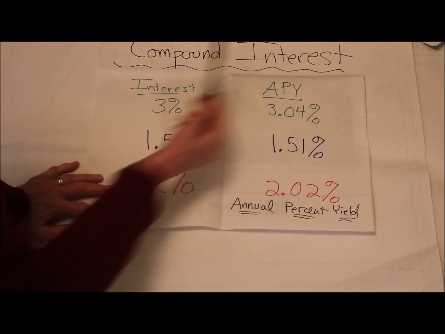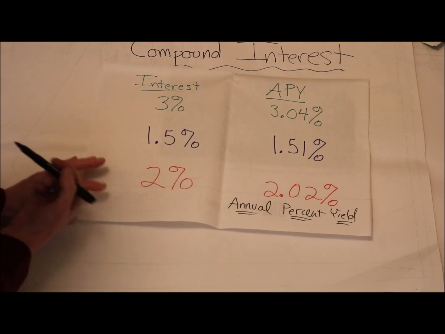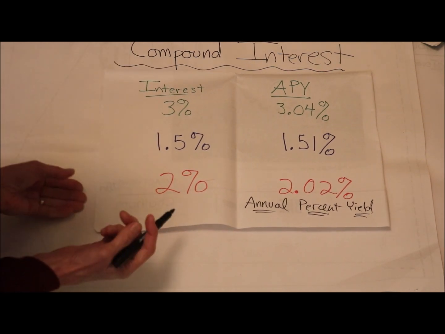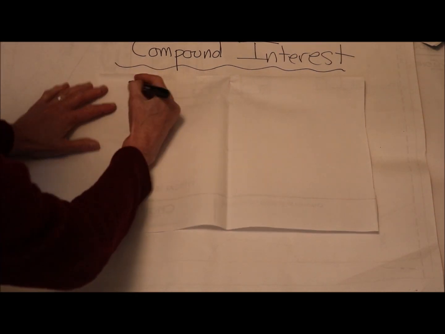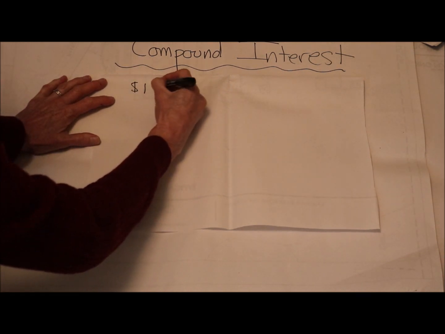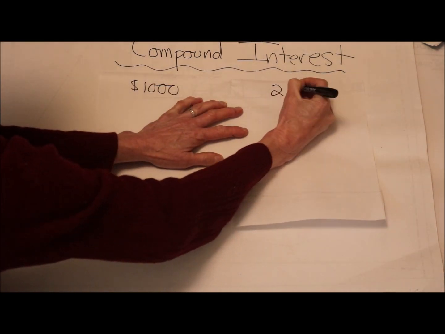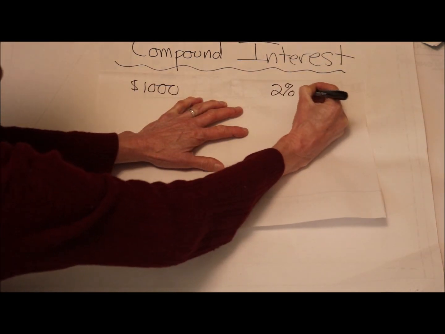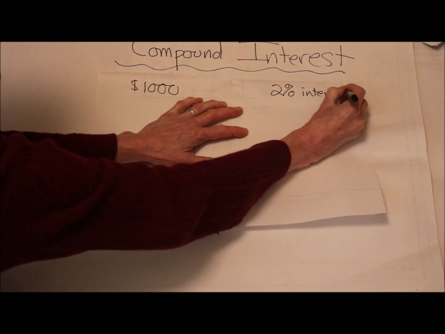It comes from compound interest. So let me explain how compound interest works. So let's say you are investing $1,000. Okay? That's what I'm going to start with. And let's say that my annual interest rate is 2%. Okay?